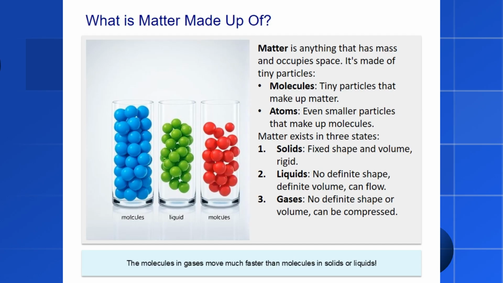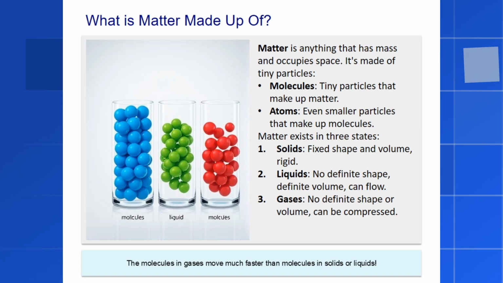Everything around us, including air, is made of matter. Matter is defined as anything that has mass and takes up space. It's composed of incredibly tiny particles called molecules. And guess what? These molecules are made up of even smaller particles called atoms. Different types of matter have different kinds of molecules. Matter exists in three main states.